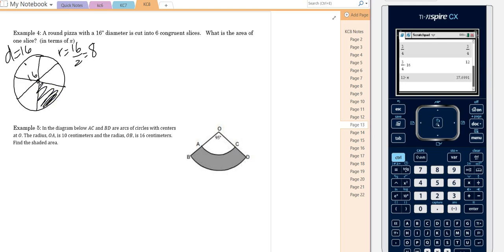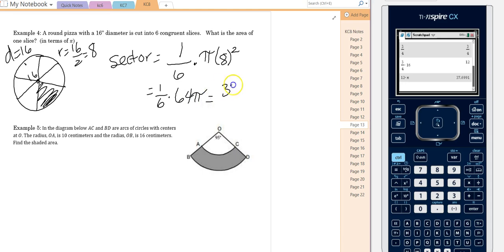So again, we're going to take that 1 slice and put that at the top of our fraction. How many slices in total did we have? 6. Times pi times our radius, which we solved was 8, and we need to square it. So 1/6 times 8 squared, which is 64. Don't forget my pi. Simplifying 1/6 times 64 is going to give me 32 pi over 3. Don't forget my units, and they are squared because we are dealing with area.